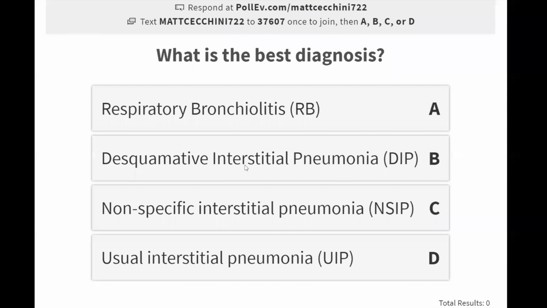So in this case, what is the best diagnosis? Is it A, respiratory bronchiolitis? Is it B, desquamative interstitial pneumonia or DIP? Is it C, nonspecific interstitial pneumonia or NSIP? Or is it D, usual interstitial pneumonia?